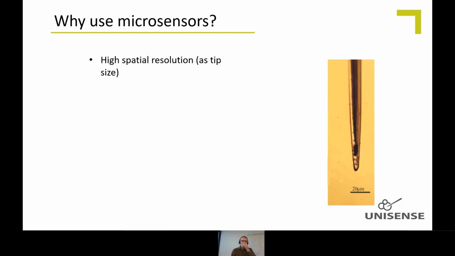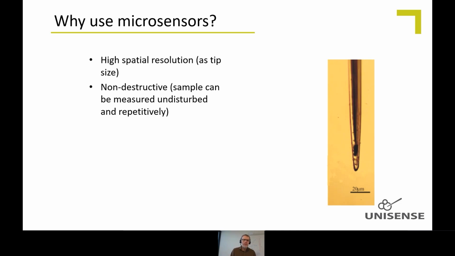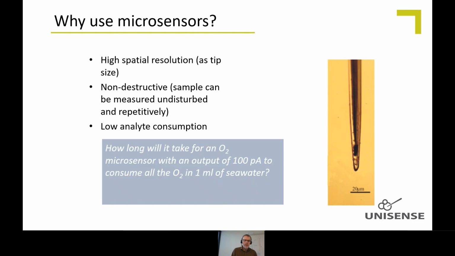What is the reason for using the microsensor? As already mentioned, many people use them because of the high spatial resolution. They are small and you can measure many times without destroying your sample. And they consume very little analyte. One of my colleagues did this calculation. How long will it take for an oxygen sensor with a standard signal of about 100 picoamp to remove all the oxygen that is present in 1 milliliter of seawater? And that was actually 34 years. And this means that for all practical purposes, the consumption of oxygen by the sensor can be ignored.